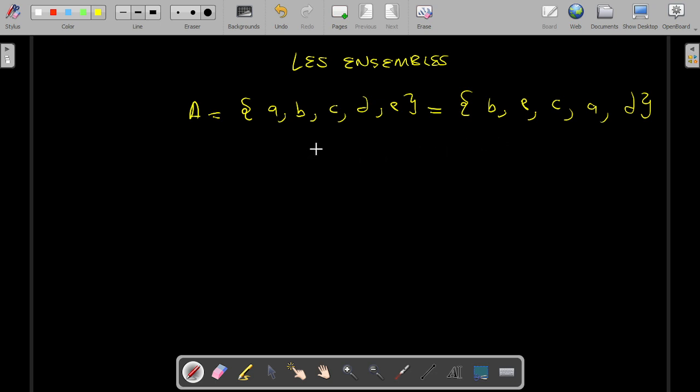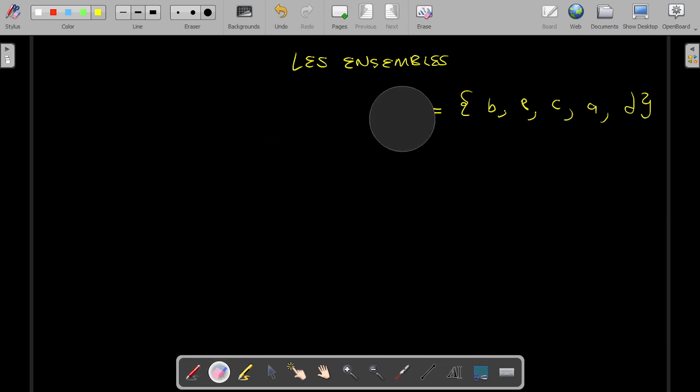And sometimes the repetitions are also not very important when it comes to sets. So now there are two ways of writing sets.